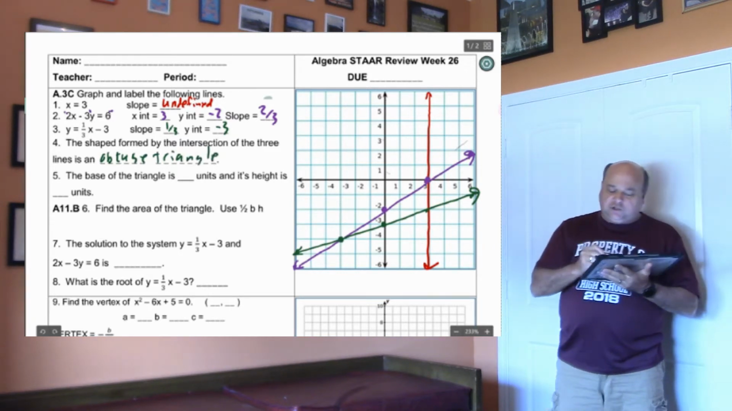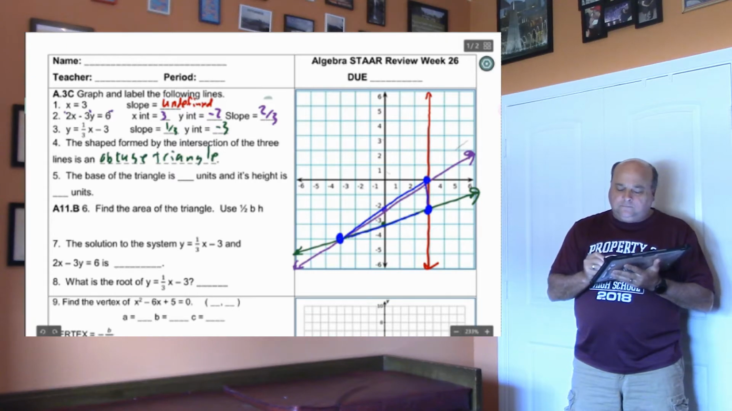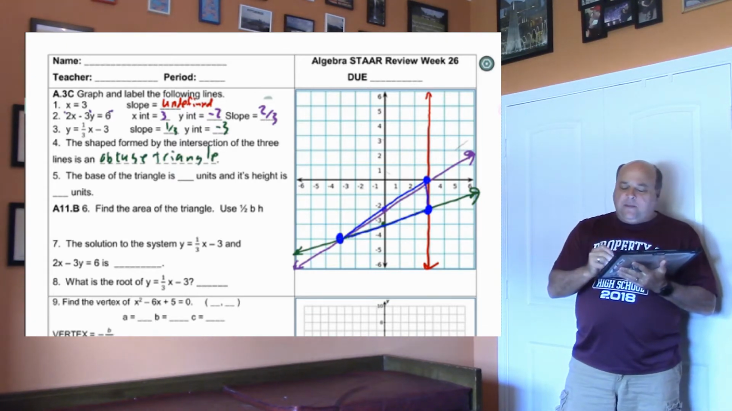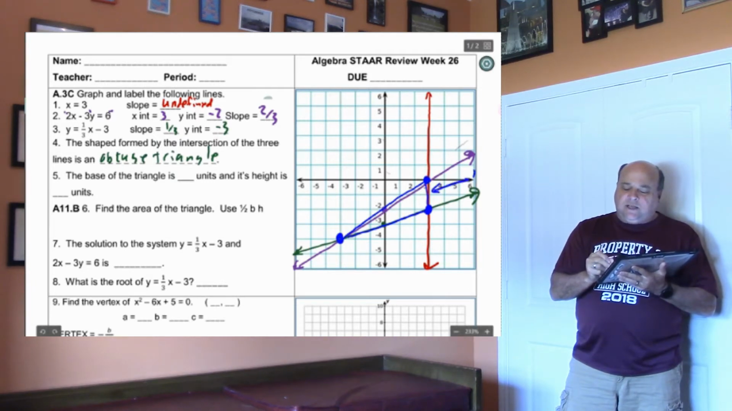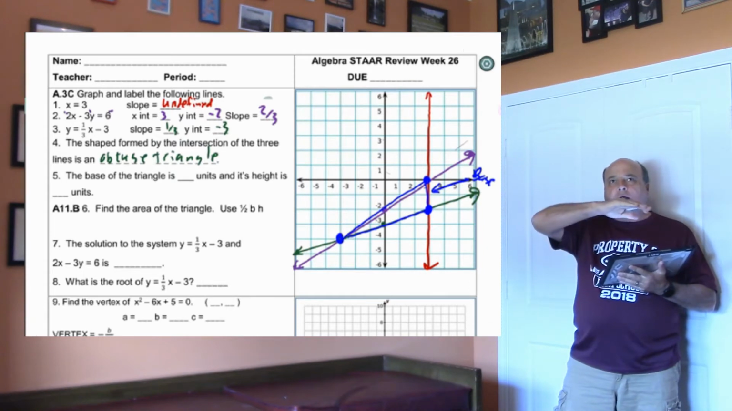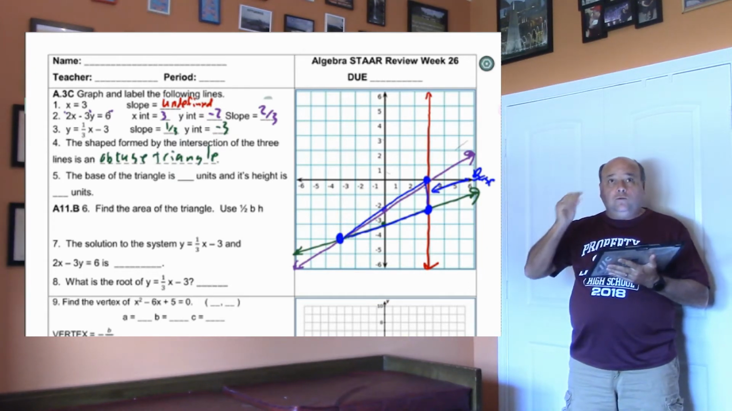Okay? And let's just trace over where the lines cross. One dot's here, a dot's here, and our triangle looks like this, doesn't it? Now then, the base of the triangle is this edge right here. You want either a vertical line or a horizontal line, right? So the base of the triangle is 2.